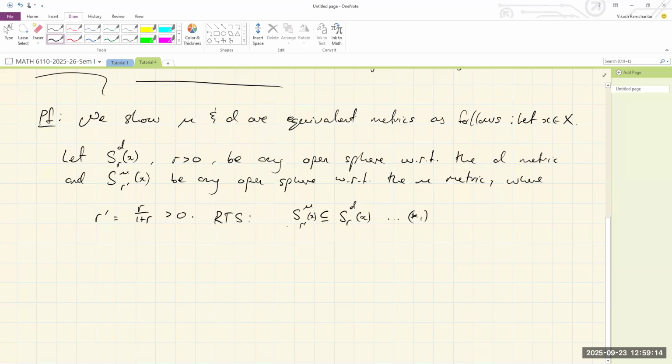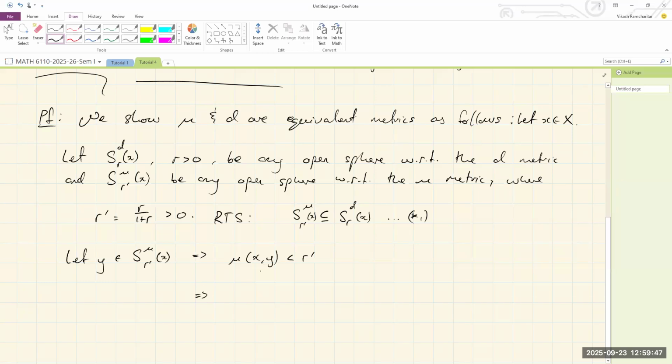Okay, so how to show one set is a subset of the other? I let y be in the first set, so that's my open sphere with respect to the mu metric. Okay, so if y is in this open sphere, that means that the distance with respect to the mu metric between the center and y is less than r prime. Okay, that's just the definition of being in an open sphere.